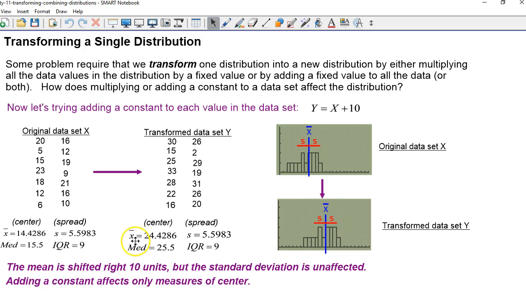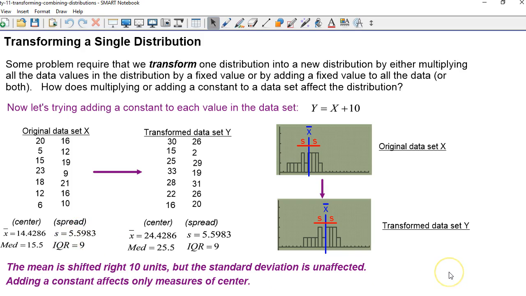In fact, that's borne out in the calculated measures of center and spread. When I look at the measures of center, the new mean is 24.4, where the old mean was 14.4. The new median is 25.5, the old median was 15.5. So both of those are shifted up 10 units. But the standard deviation and the IQR for the new distribution are exactly the same as they were for the original distribution.